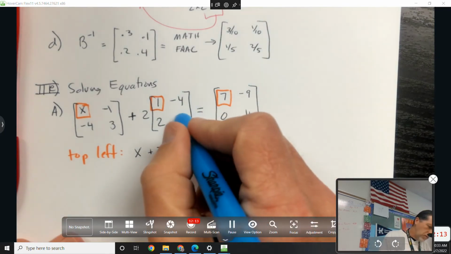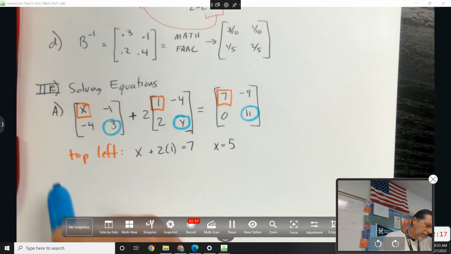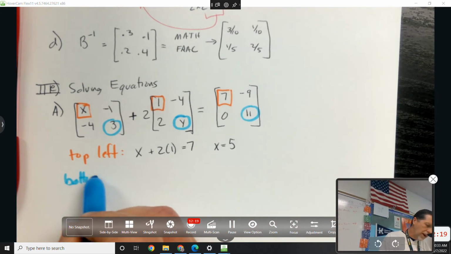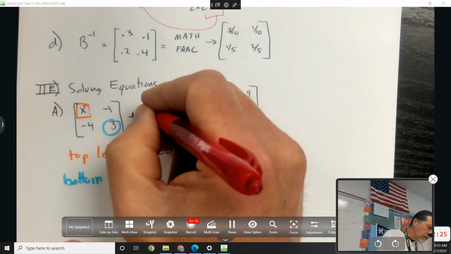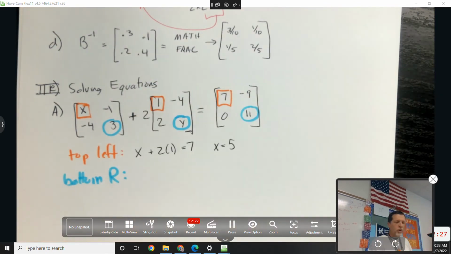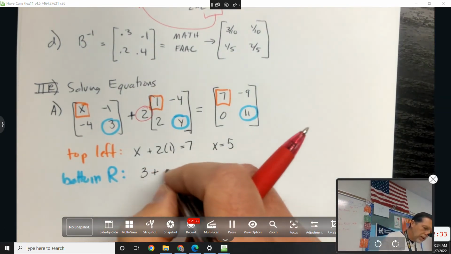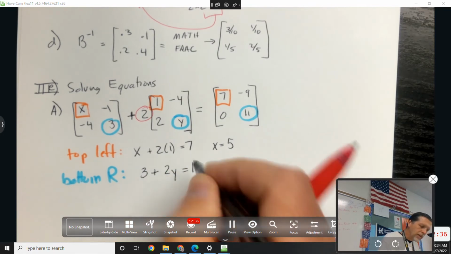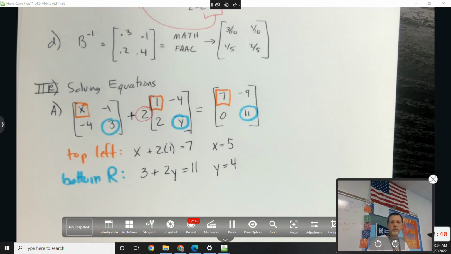And yeah, there's y. That's in the bottom left. Or the bottom right, excuse me. But you guys are right. There's a 2 out front. So it's sometimes tricky that you focus on the bottom right and you forget that there's a number out there. 3 plus 2y equals 11. And John, you were right. I think you said y equals 4. You're right.